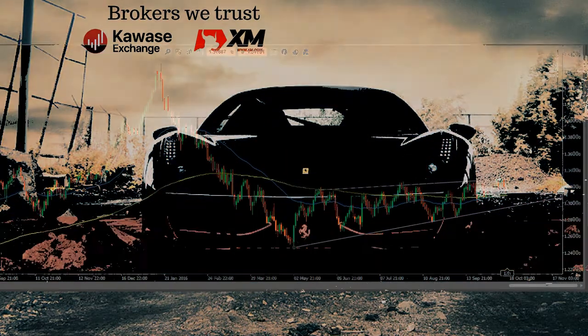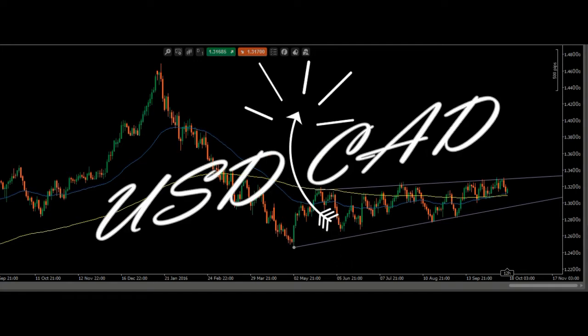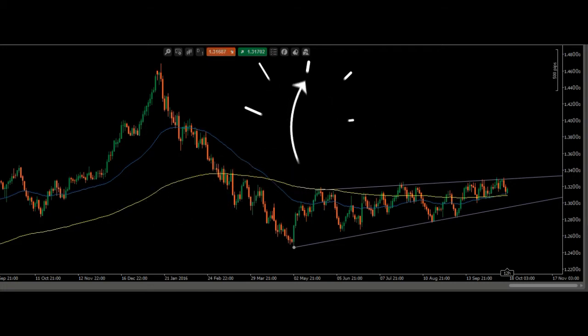So we called this trade, this sell with that massive shooting star at the top right there. This is USD CAD, and we have a rising wedge here. So what are we looking at? We're looking at USD CAD. We're looking at a rising wedge pattern, and this is obviously a bearish pattern that signals that this pair is likely to head lower and in a much lower direction.